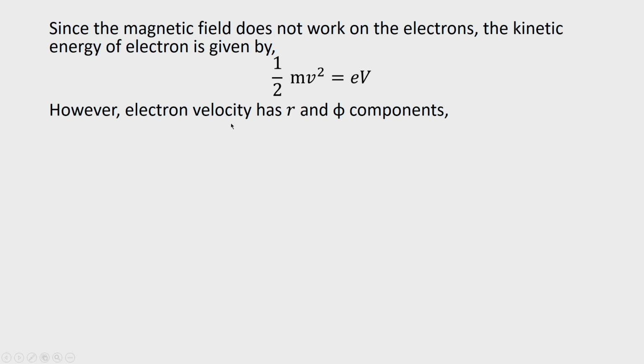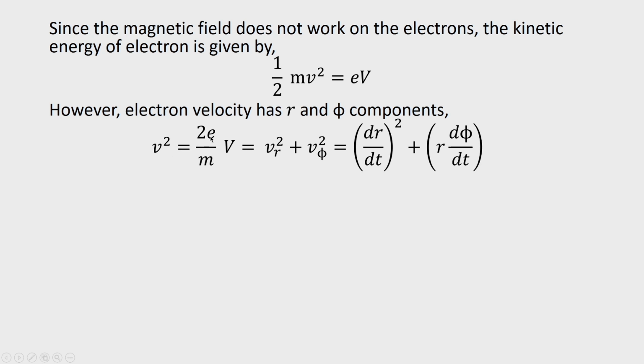However, the electron velocity has r and phi components, and therefore we can write v square is equal to 2E by m V, and that can be written as v r square, the r component of the velocity squared, plus the phi component of the velocity squared. The r component of the velocity is given by dr by dt, and the phi component is given by r d phi by dt.